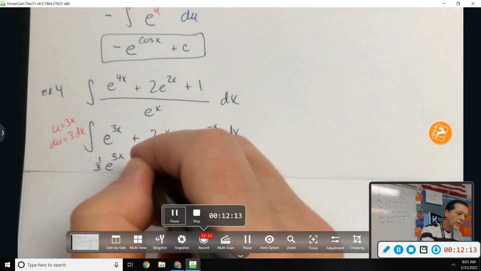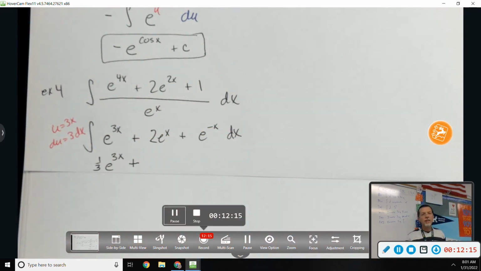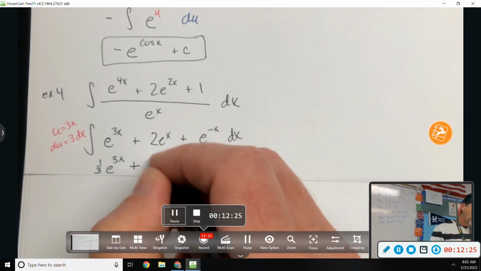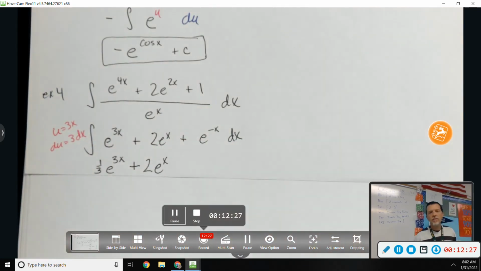How about the next one? The next one doesn't require any u substitution. Just kind of have to ignore the 2 and then put it back on at the end. The antiderivative of e to the x is e to the x, and the 2 is just going along for the ride there.